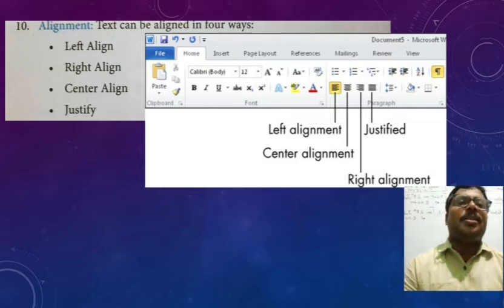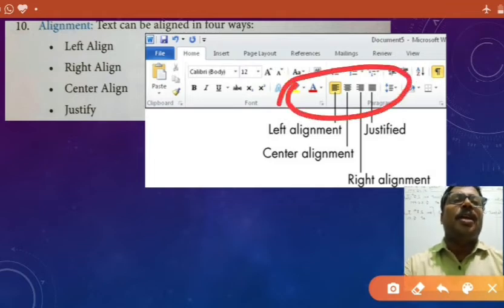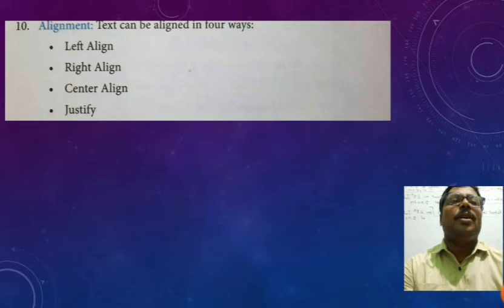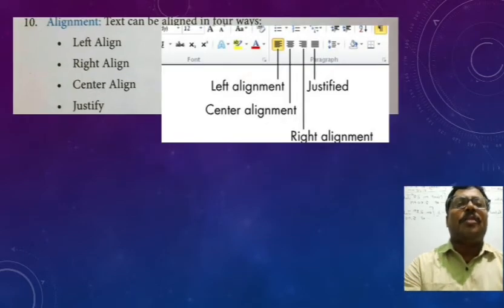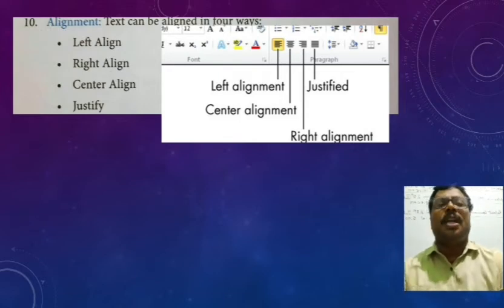You see the alignments given here, and we can use all of them and work with them. So we will understand them one by one. After applying left alignment and center alignment, we will see how text is arranged in a document.